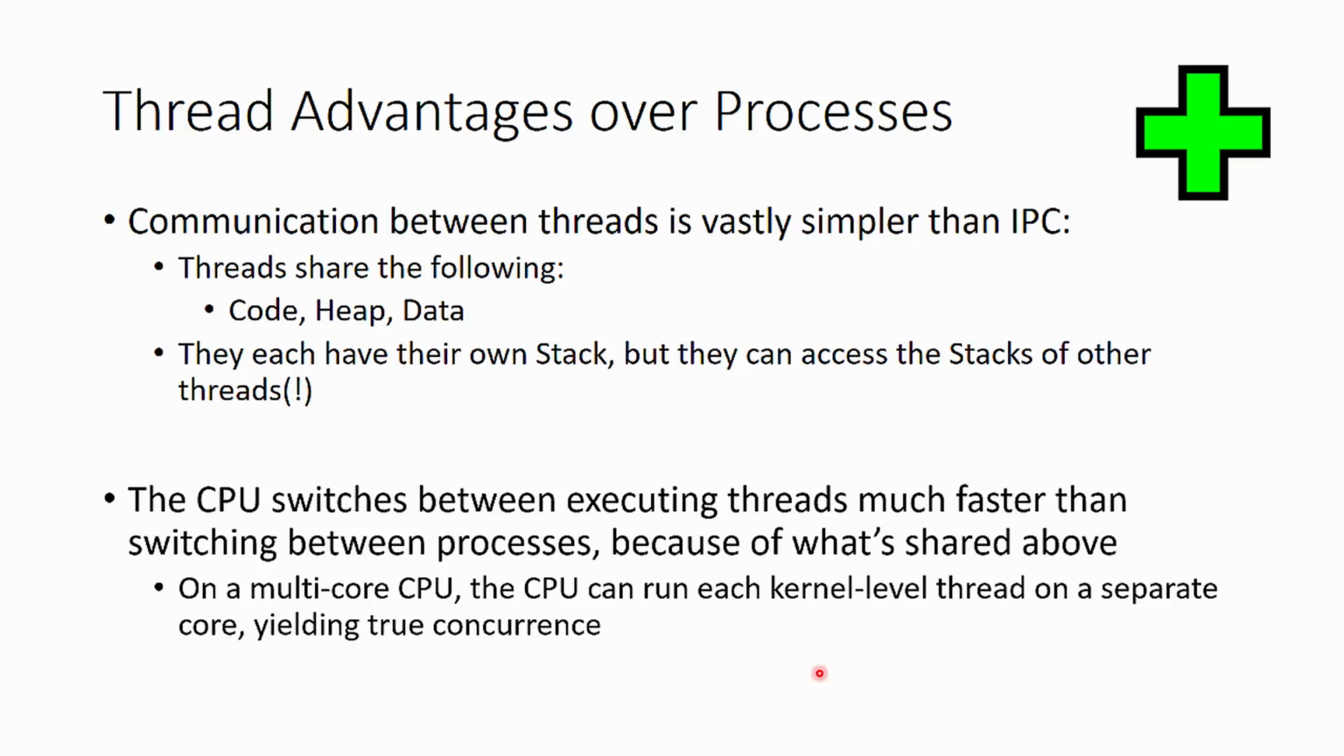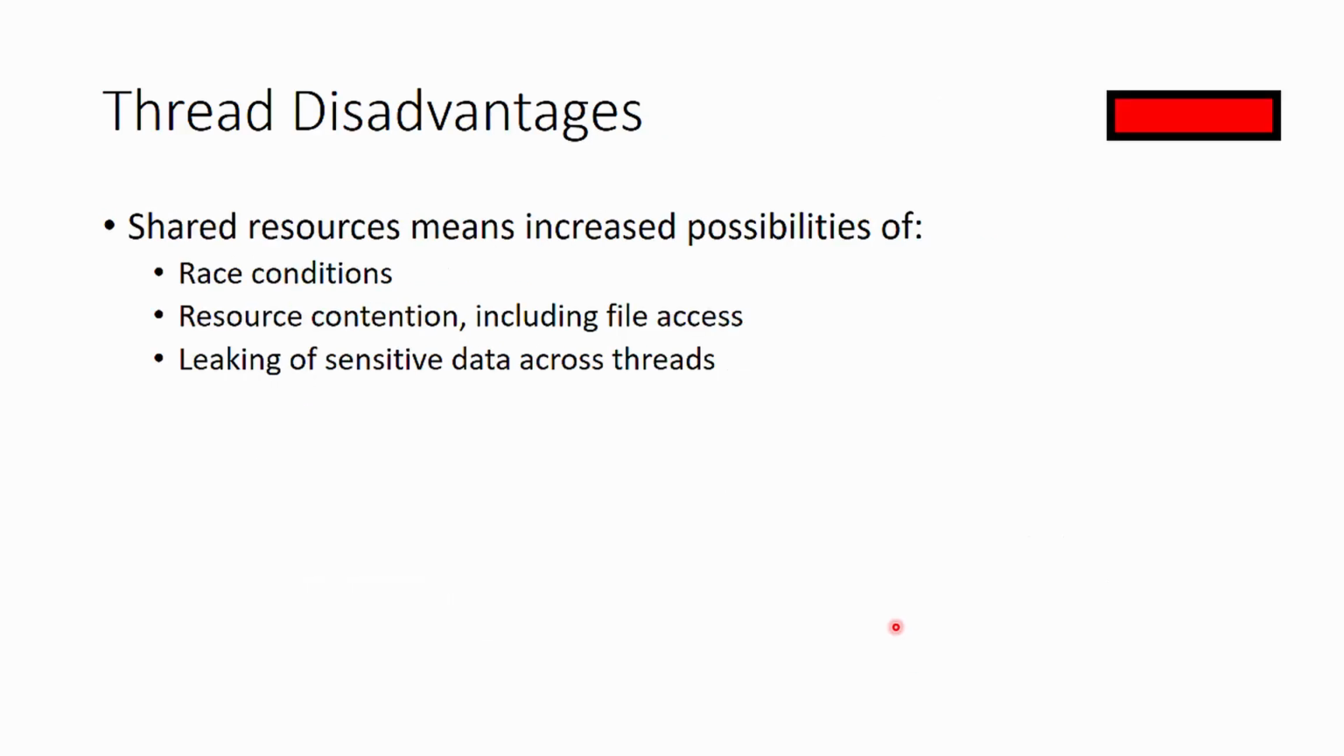Now, each thread can be loaded independently into the system, so that on, say, a multi-core CPU, the CPUs can actually run each of these kernel-level threads on a separate core, which gives us true concurrency. We really are running the threads at the same time on different cores. So the process can contain multiple threads, and each thread gets its own CPU to run on. And the difference between kernel threads and user threads we will talk about in a moment.